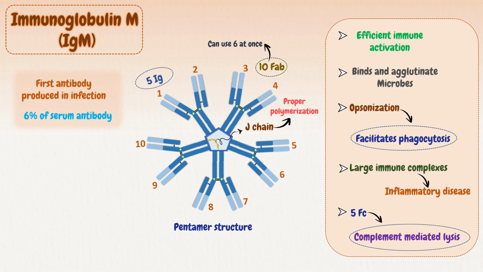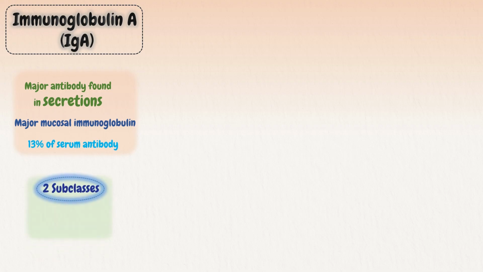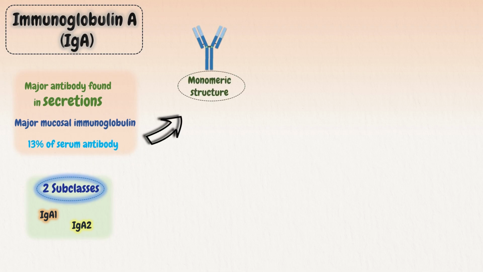Next class of immunoglobulin is IgA. It is the major antibody found in body secretions like tears, sweat, saliva, breast milk, serum, contents of lungs, gut, urine, etc. It is also present in the mucosal lining of the respiratory and intestinal tract, making it a major mucosal immunoglobulin. It constitutes 13% of the total antibody content in the serum and is divided into 2 subclasses that are IgA1 and IgA2. It exists in both monomeric as well as dimeric forms.